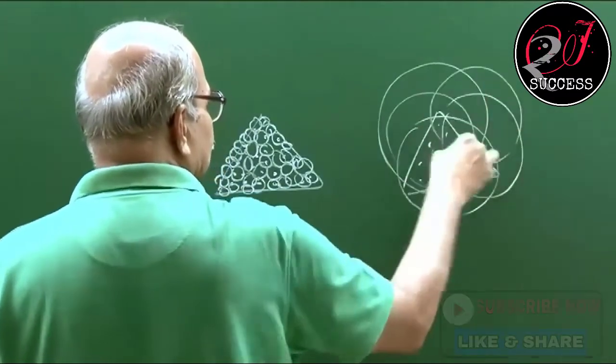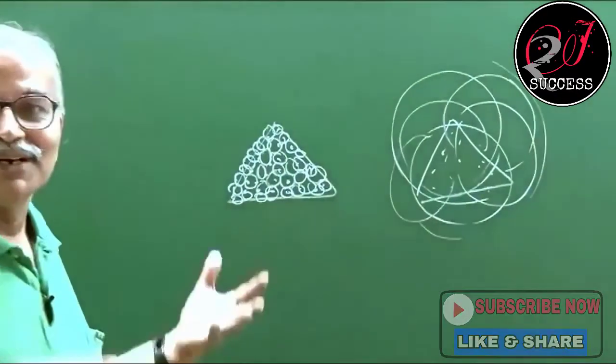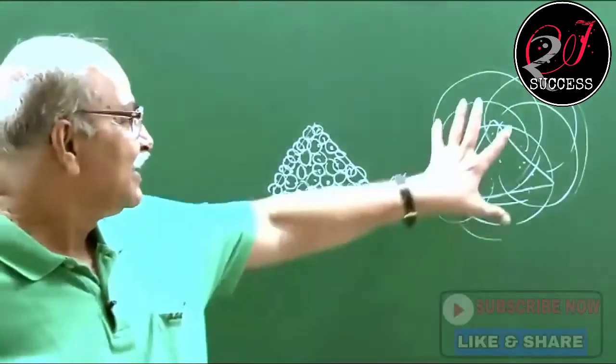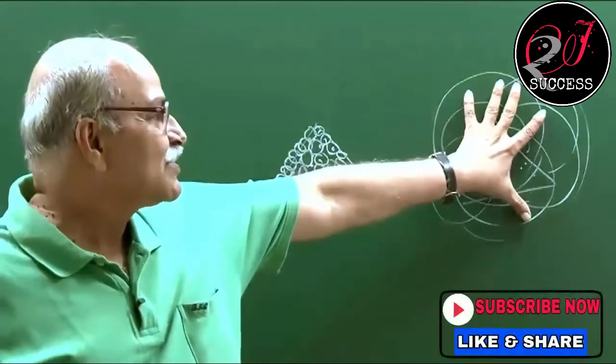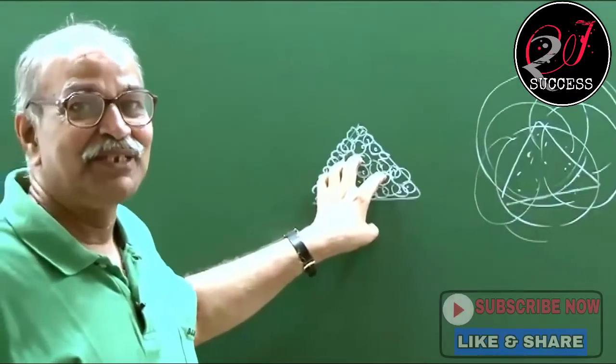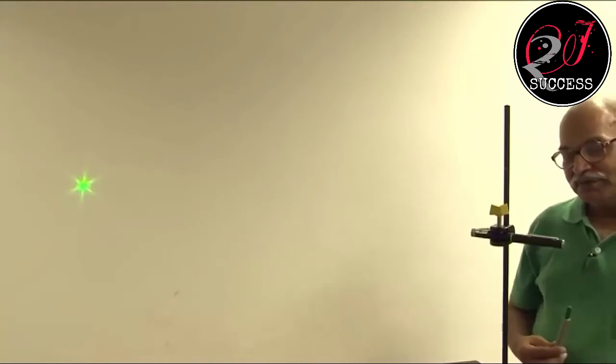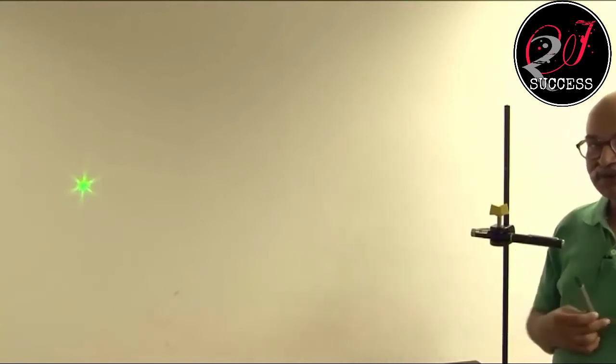Like this. From these, what you will see is a round thing, a circular thing. So here it will be essentially the image of the source, and here it will be essentially the image of the opening.